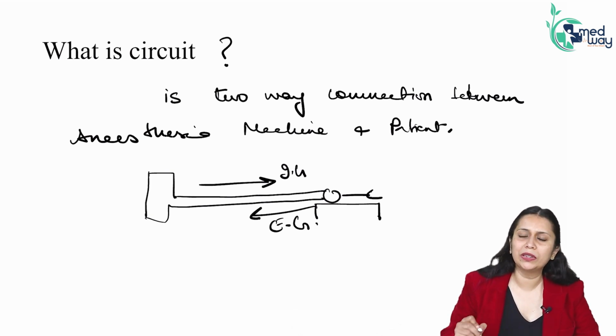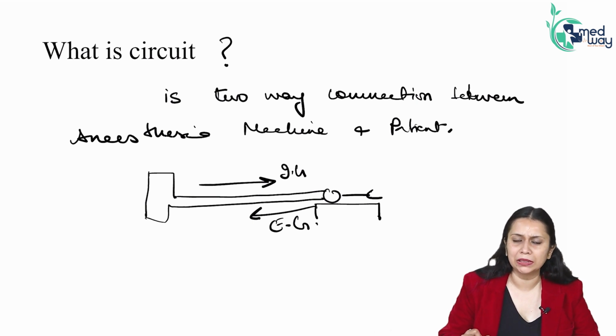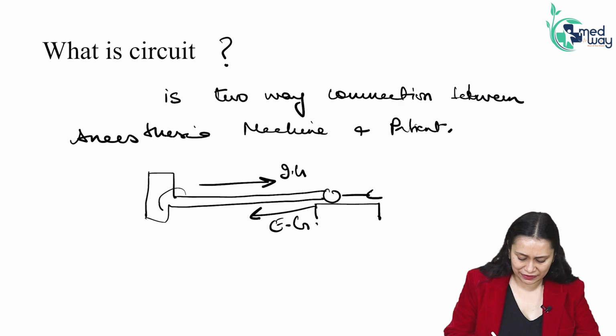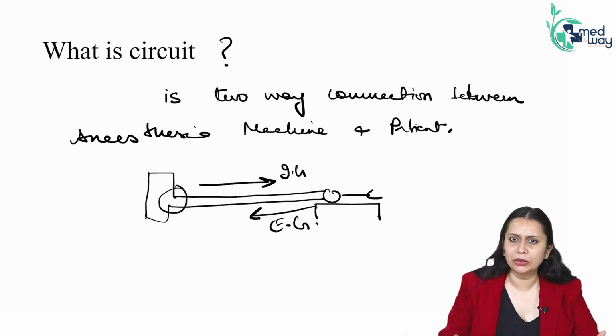Okay, this is the work of circuit, and it has to do it very economically, with the least wastage of the fresh gas from anesthesia machine, right? So we'll talk about everything, economics of the circuit, different types of circuits, etc.